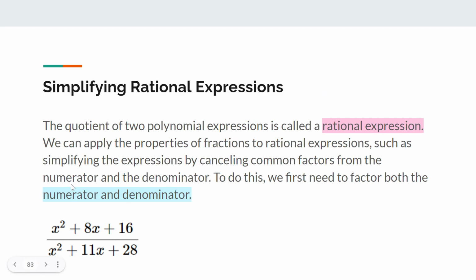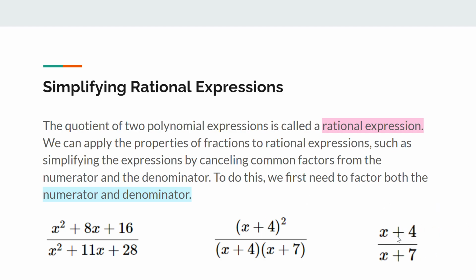x squared plus 8x plus 16 over x squared plus 11x plus 28. If we factor both the numerator and the denominator, we'll end up getting (x plus 4) squared over (x plus 4) times (x plus 7). Here we have x plus 4 at the top and also x plus 4 at the bottom, so we can cancel that out. And what we'll get is x plus 4 over x plus 7.